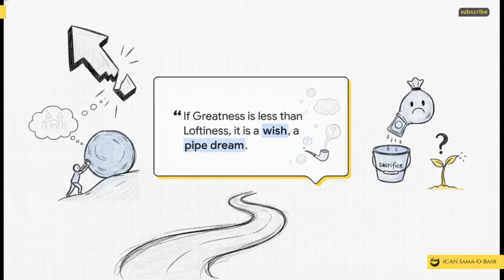But what happens when there is a deficit? Well, as the source material so emphatically points out, if greatness is less than loftiness, it is not a vision. It is a wish, an urge, a pipe dream. Let that sink in for a second. The world does not run on wishes, urges, and pipe dreams.